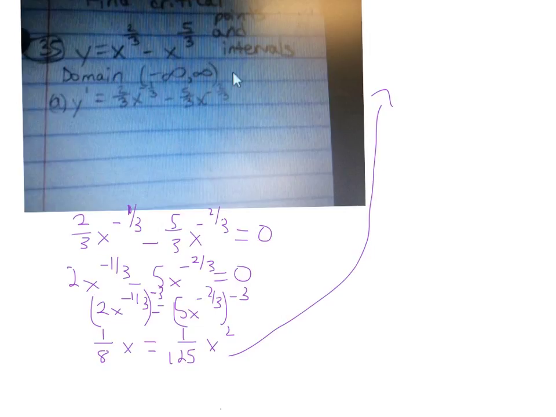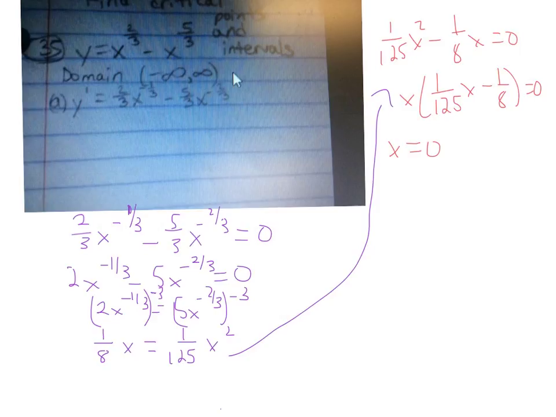Okay. If I now put everything together on the same side and I factor to solve for x, I have a common factor of x. So x times (125x minus 1/8) equals 0. The first root is easy. x equals 0 for that first factor here. The second root, you're going to have to solve the equation 1 over 125x equals 1 over 8.